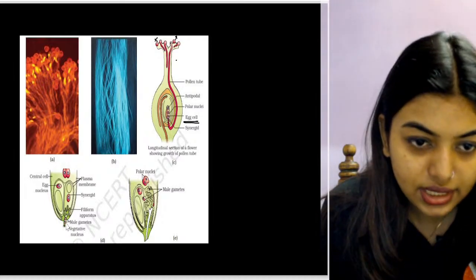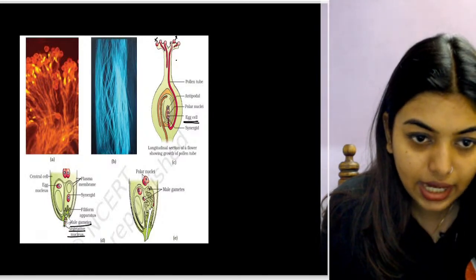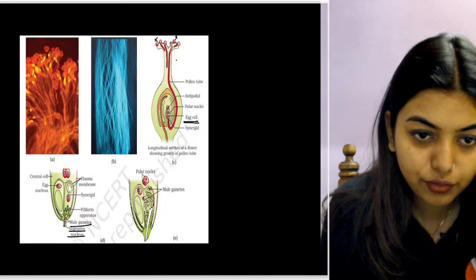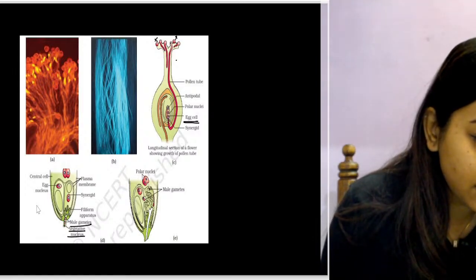Okay, and here you can see how they are coming. See, male gametes are there, vegetative cell nucleus is there. The male gamete will enter through the filiform apparatus and go and fuse with the egg. Is this clear?